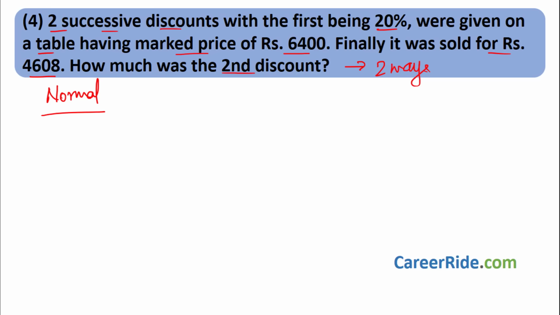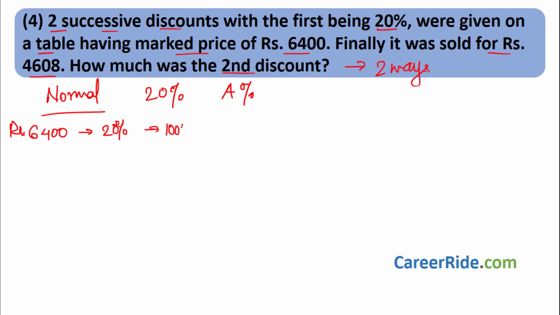That is also easy, but let's go on with the normal way. Now the first discount is 20%. Do we know the second discount? No. Let us assume the second discount to be A%. What have they given? Marked price is 6,400 rupees. The first discount given is 20%, right? So what will be the price after discount?